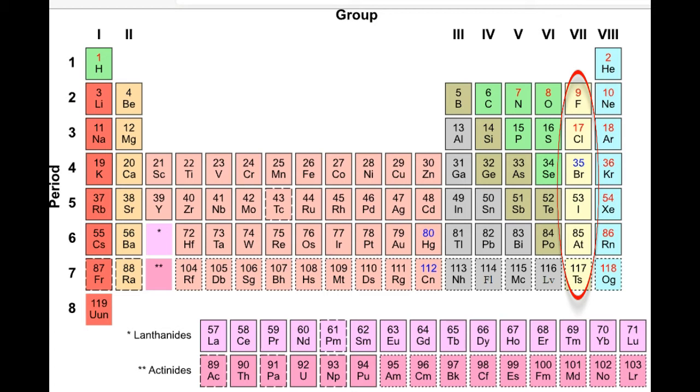Halogens are found in group 7A. Halogens are 1 electron away from filled energy levels, so they are very unstable and very reactive.